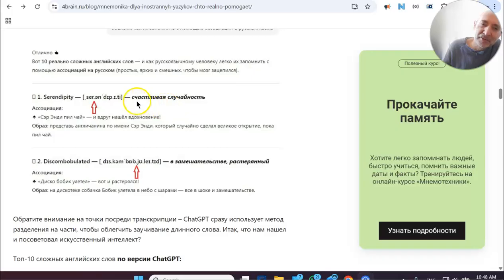Serendipity, and in Russian that's translated as счастливая случайность. Now, случайность means coincidence. And счастливая means lucky. It comes from счастье, which is basically happiness, but in English that would be lucky. Счастливая случайность would be a lucky coincidence.